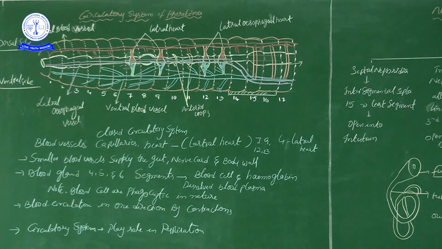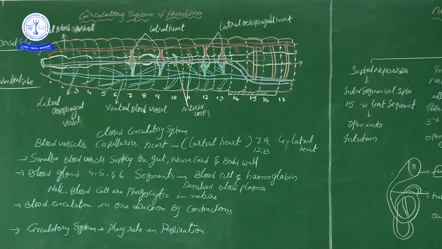Then coming to the theory: the blood vessels, capillaries and heart. These lateral hearts are present in the 7th, 9th, 12th and 13th segments; 4 lateral hearts are there. Small blood vessels supply the blood to the gut, nerve cord and body wall. From the big dorsal and ventral blood vessels, small blood vessels arise. These supply blood to the appropriate segmental parts, that is the gut, nerve cord and body wall.